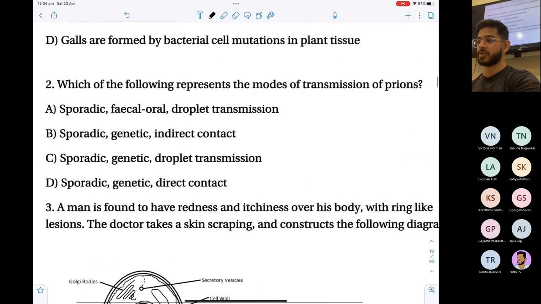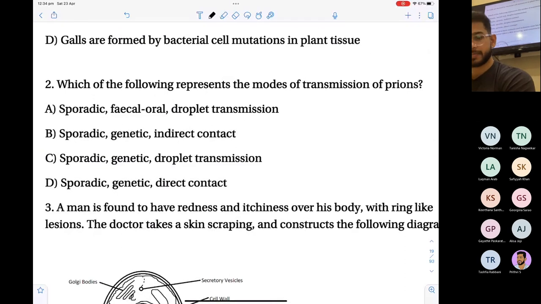Here you go. Here's your question about prion transmission. What's your answer?